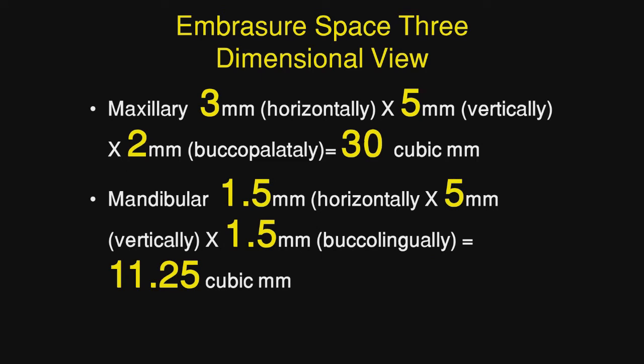Now in the mandibular arch, horizontally, that distance often when we have crowding is much less than 3, so arbitrarily we're going to say 1.5. But again, the papilla is going to come up in that situation 5 millimeters from the crest of the bone vertically, and the distance from buccal to lingual is less than it is in the maxillary arch, so arbitrarily we're going to say 1.5. So therefore, the volume of the papilla in the mandibular arch is vastly smaller than it is in the maxillary arch, and we're going to say it's about 12 cubic millimeters compared with 30 cubic millimeters in the maxillary arch.